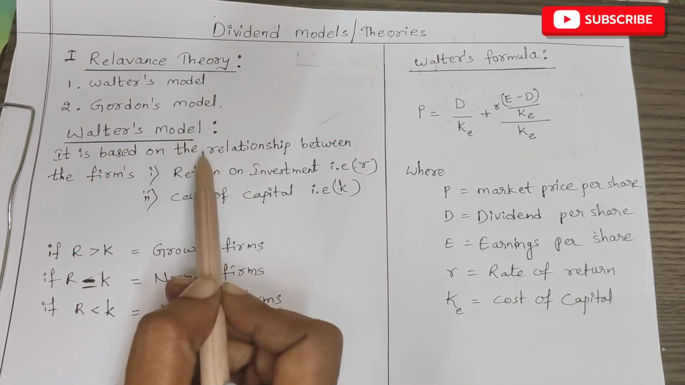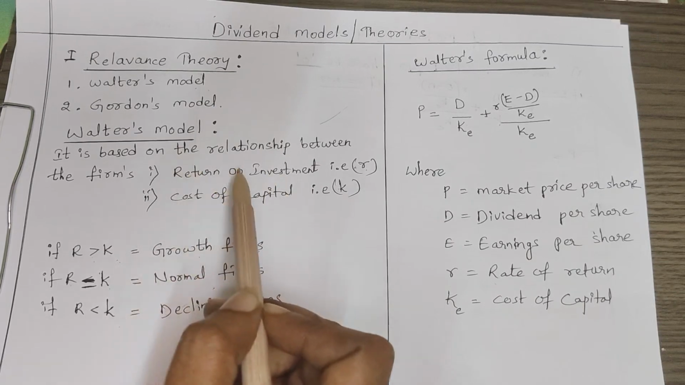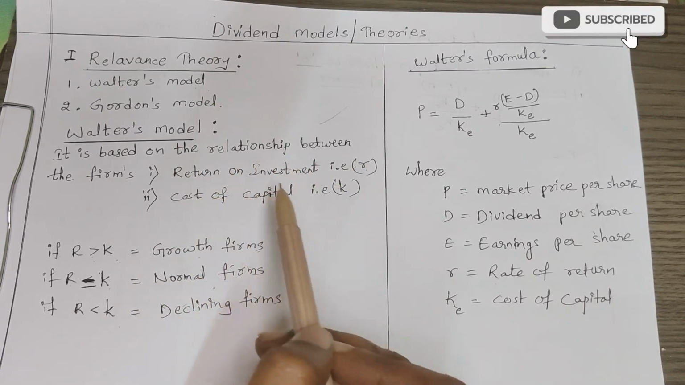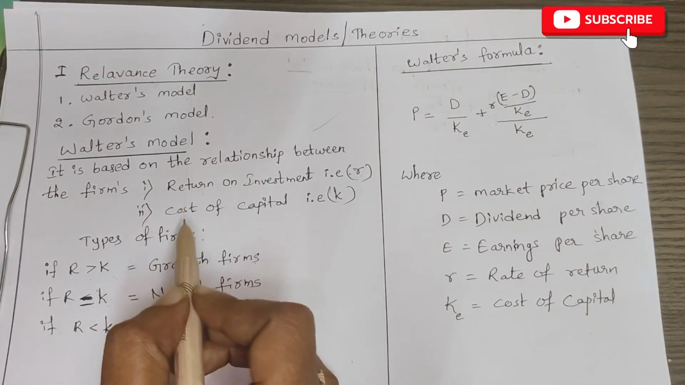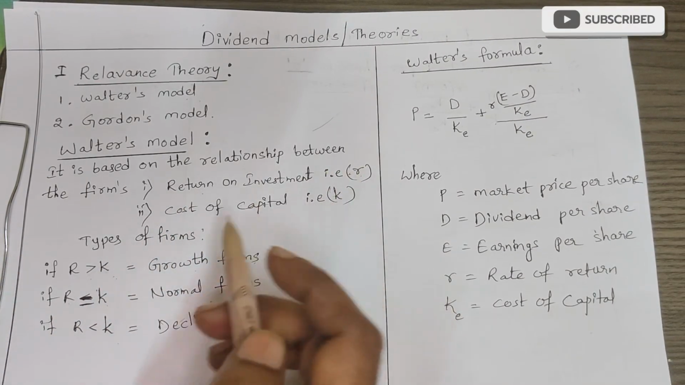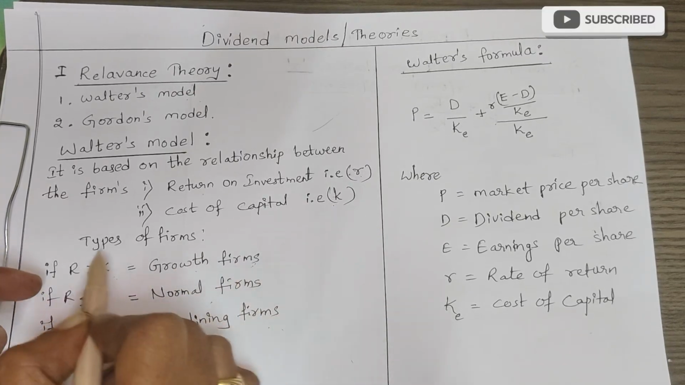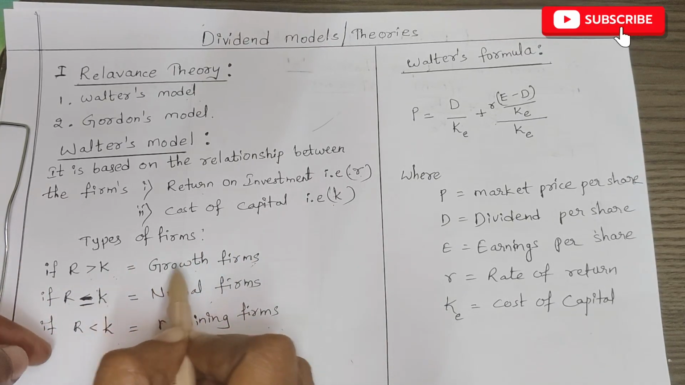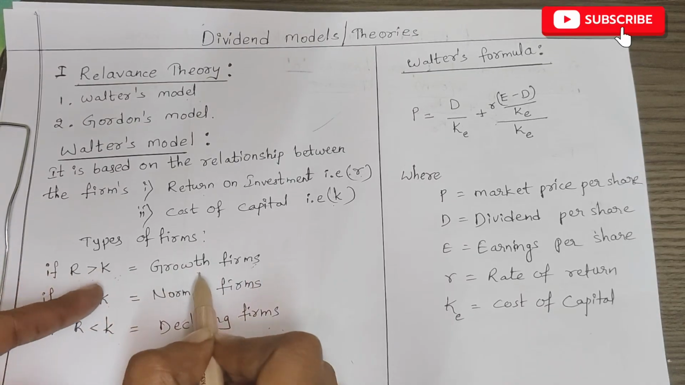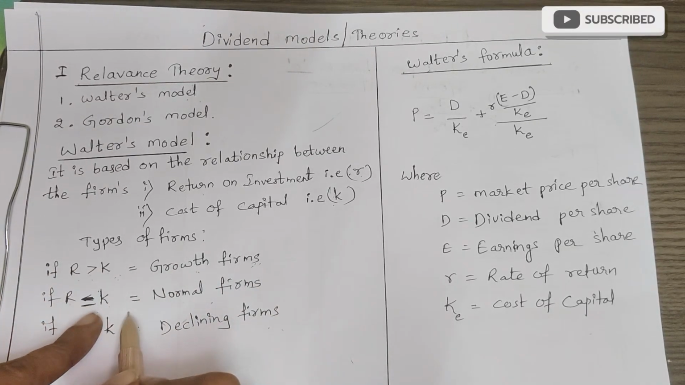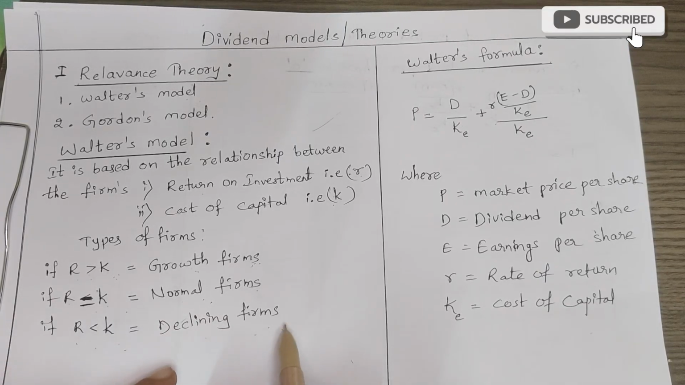It is based on the relationship between the firm's return on investment as well as cost of capital. Return on investment is nothing but R, cost of capital is nothing but K. So here we will decide types of firm by using R and K values. We have three types of firms: growth, normal and declining. When R is greater than K, that will be growth firm. R equals K, that will be normal firm. R is less than K, that will be declining firm.